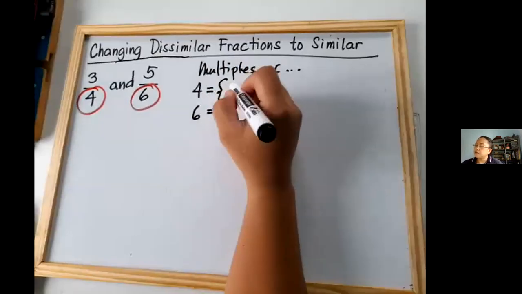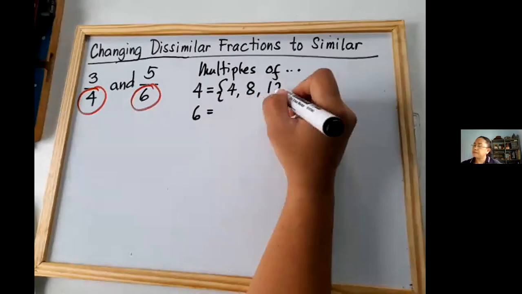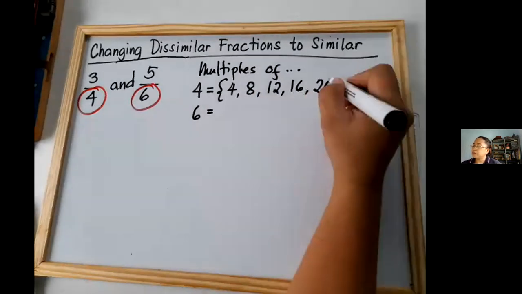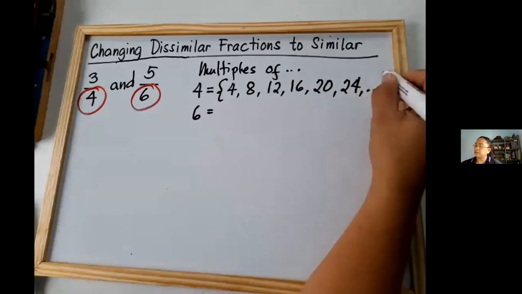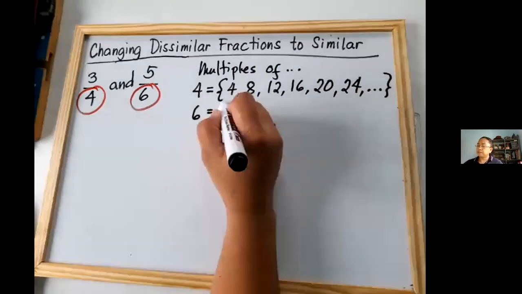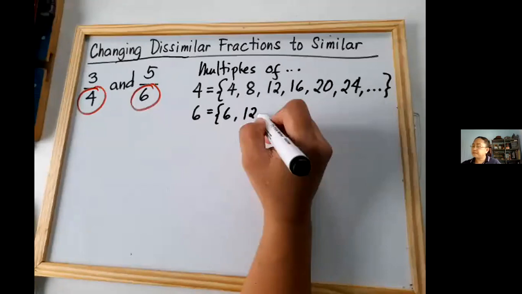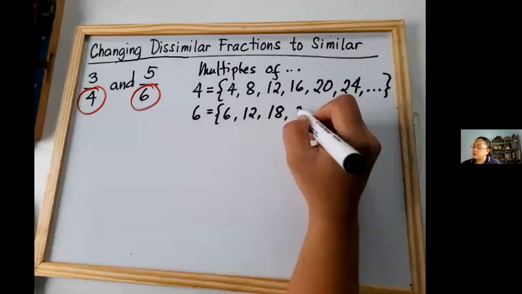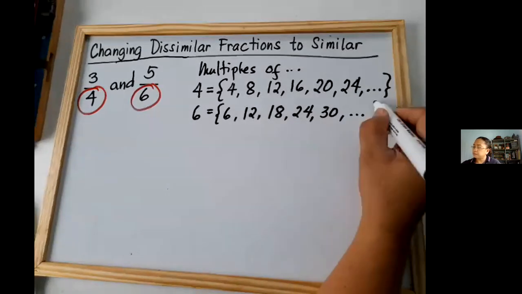Okay, so ano ang multiples ni 4? Let's have this. 4, 8, 12, 16, 20, 24, and so on. Okay? Next, let's have multiples of 6. We have 6, 12, 18, 24, 30, and so on. Okay?